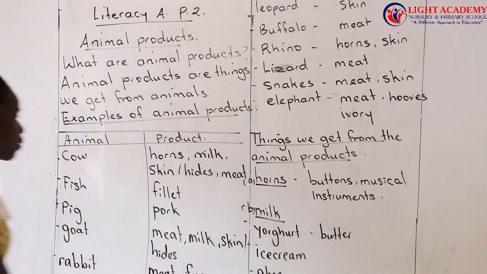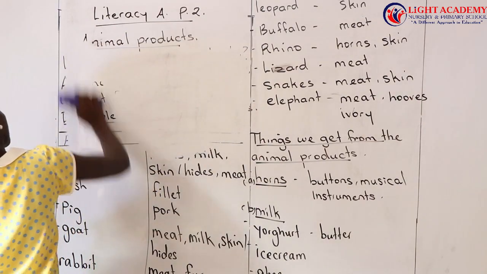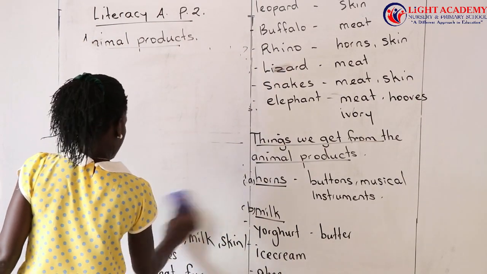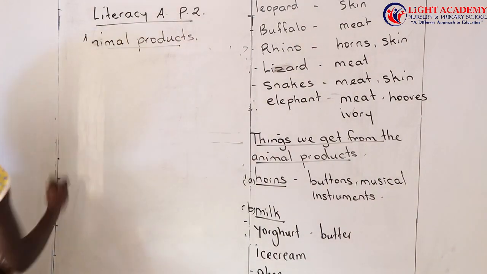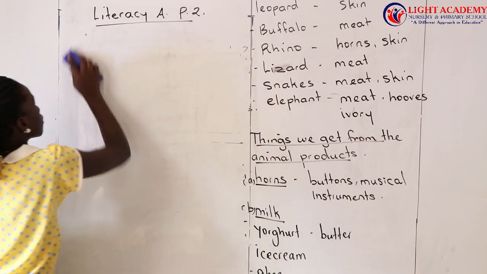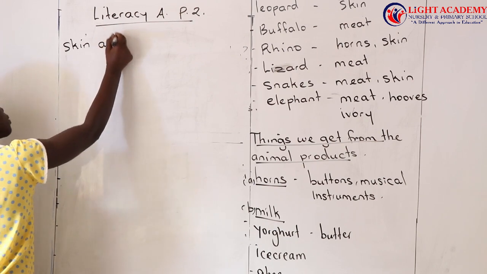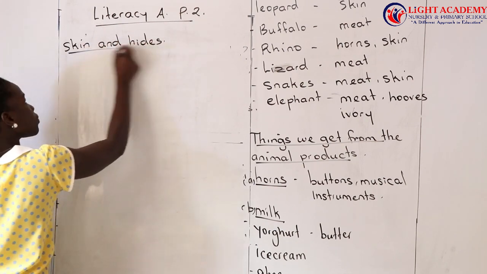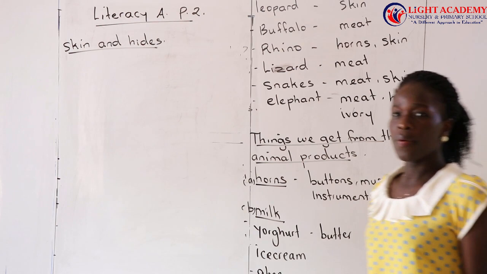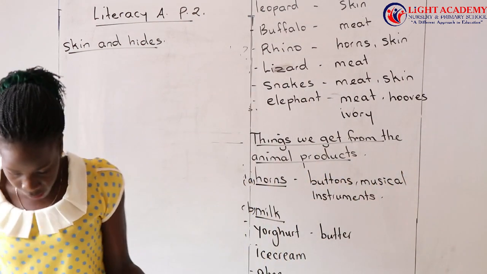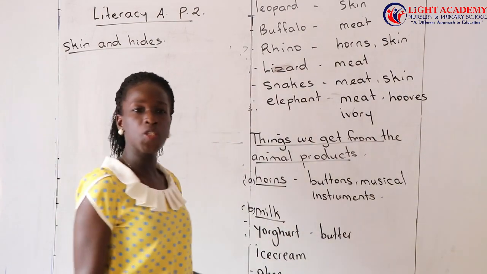Then we have another product. Another animal product we have, that's skin and hides. From skin and hides, you've got your animal, you've slaughtered your cow, and the skin is there. What are you going to use the skin for? You've slaughtered your buffalo, and now the skin has remained. You've slaughtered your snake, and then the skin is there. What are you going to use the skin for?